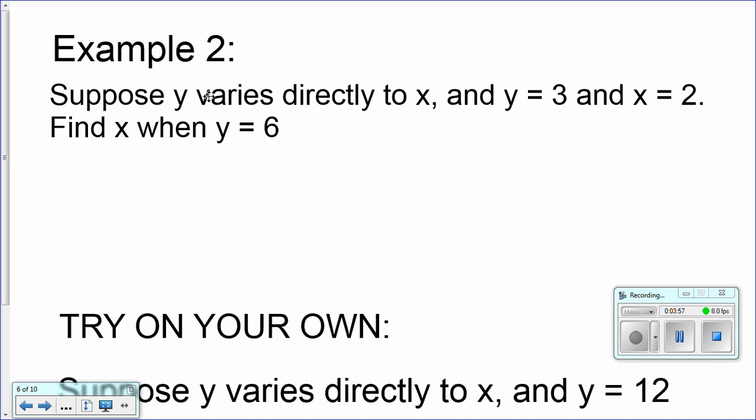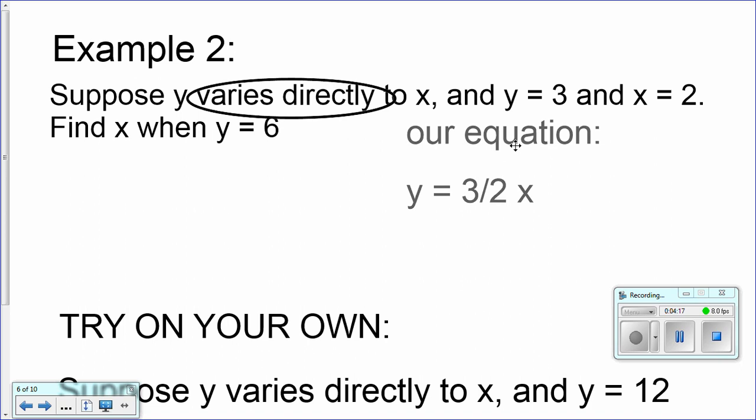So suppose y varies directly to x. It tells you it varies directly, meaning it's a direct variation. And they tell you y equals 3 and x equals 2. So they basically gave you an ordered pair here. They want you to find the x when y equals 6. So that's the answer. Let's find out how to get there.